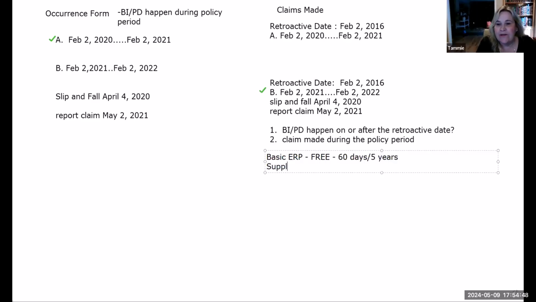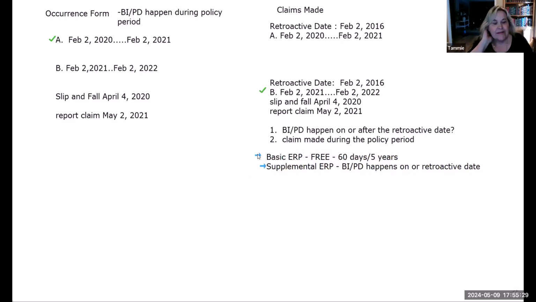Most people, when they go out of business or they retire, will get a supplemental extended reporting period, which basically says as long as the bodily injury or property damage happens on or after the retroactive date, okay, then this policy will always cover it. So that's basically what it is saying there, that it has to happen on or after the retroactive date, and then it will be covered. It doesn't matter when the claim is reported. Okay, it will always hit here, but you've got to buy this. This is not free. You have to buy the supplemental extended reporting period.